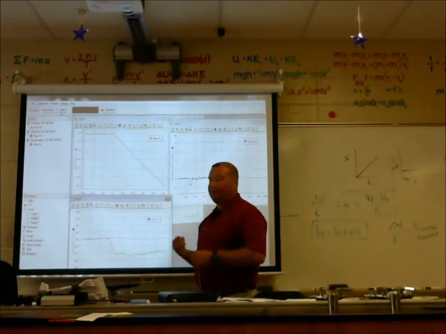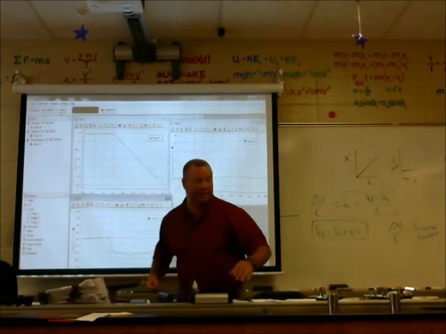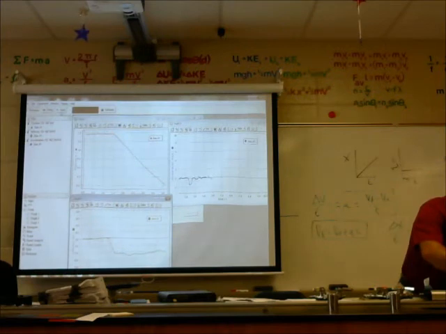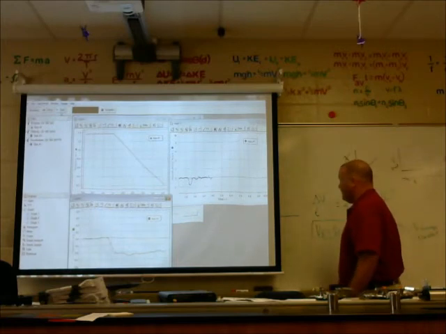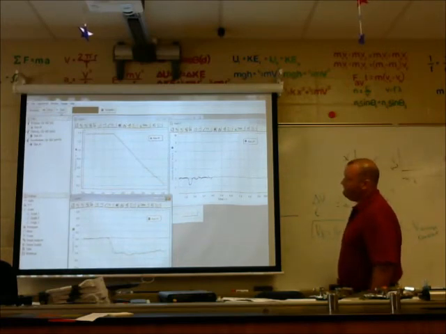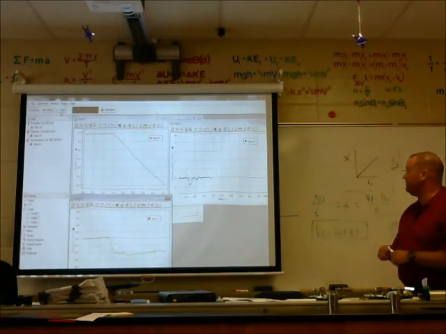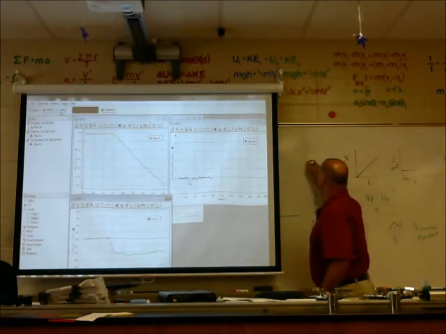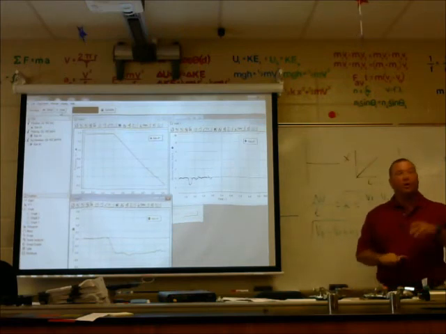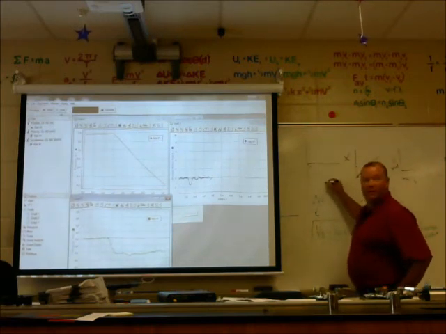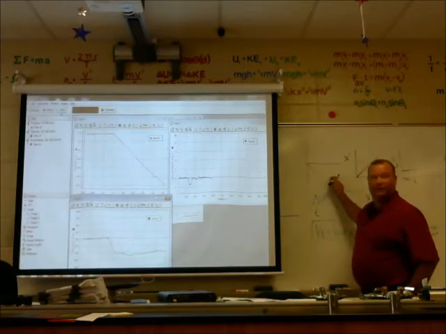What if I started at the origin but went in the negative direction? What would that graph look like? Anybody? I'm at the origin going in the negative direction. Go what? In the second quadrant? Or the fourth quadrant? What do you think?